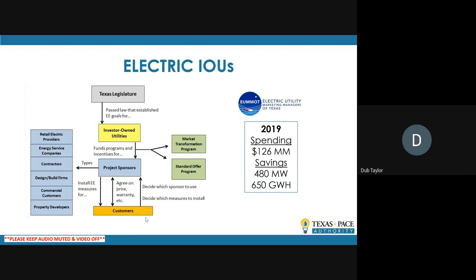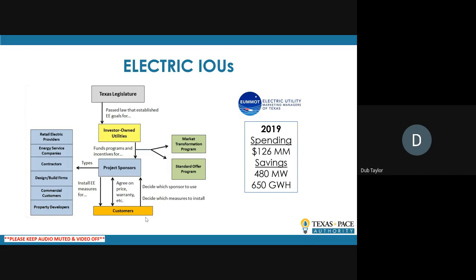And so for investor-owned utilities, they provide funds for different types of energy efficiency programs, 2 broad categories there on the right in the green boxes: market transformation programs, which can be more technical assistance, training, things like that.